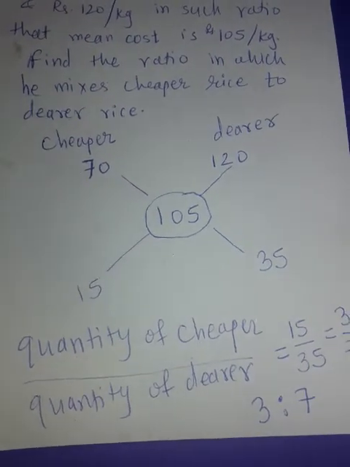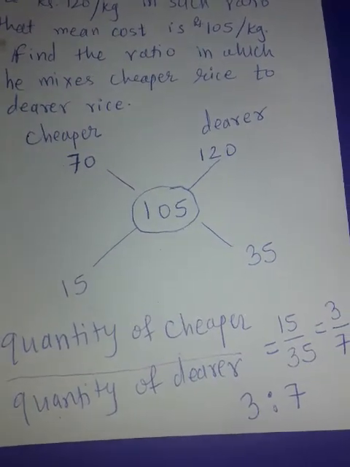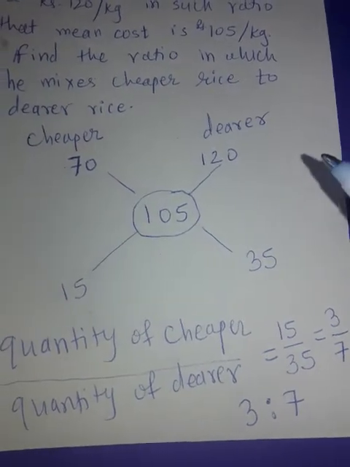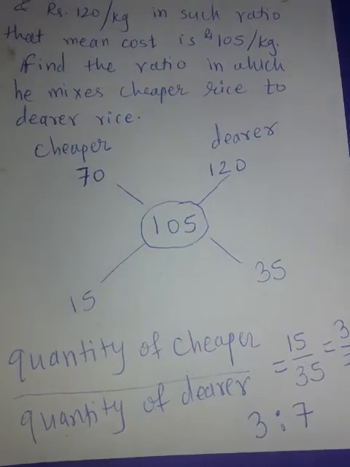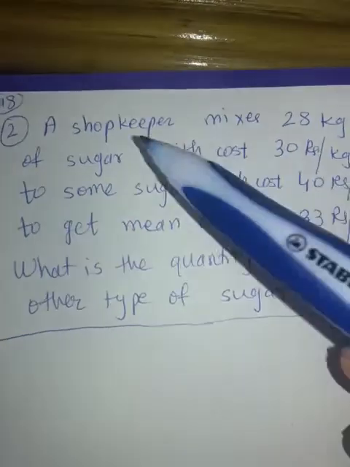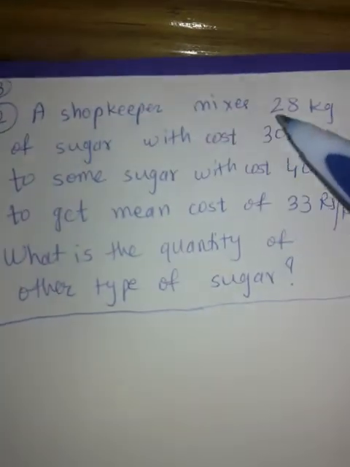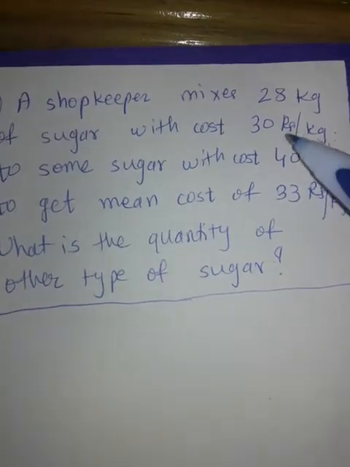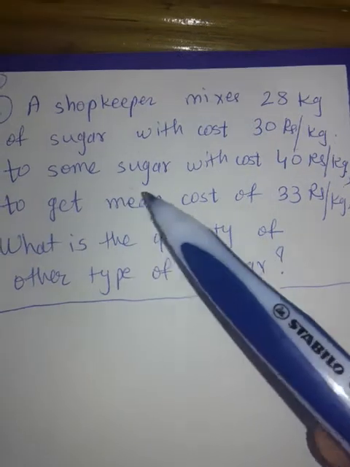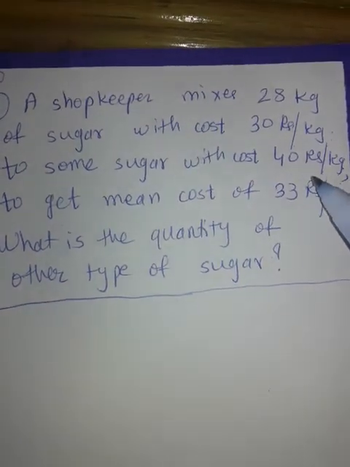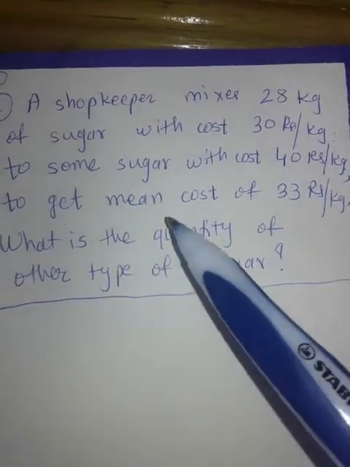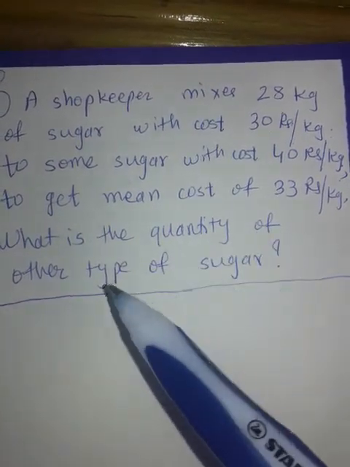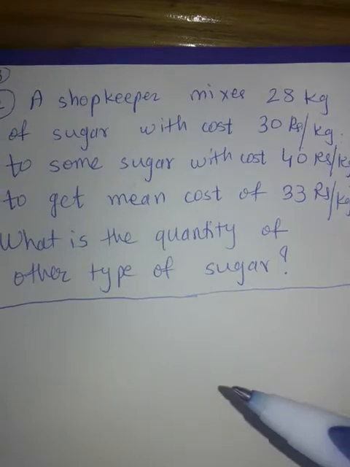Let's solve many other examples of many chapters so that this rule of alligation just gets embossed on your brain and then you can use it easily. A shopkeeper mixes 28 kg of sugar which costs rupees 30 per kg to some sugar which costs rupees 40 per kg. To get a mean cost of rupees 33 per kg, what is the quantity of the other type of sugar?